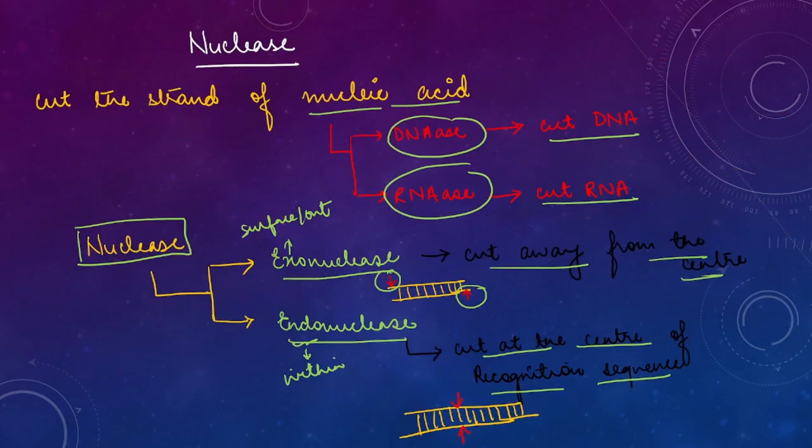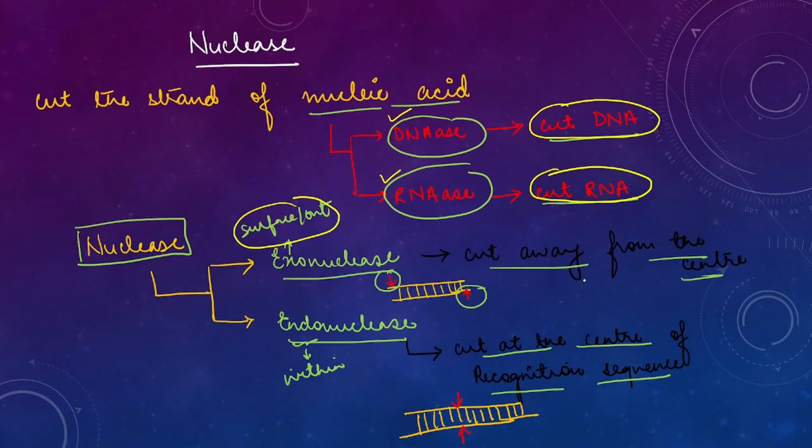Now, coming to nuclease. Nuclease is an enzyme that cuts the strand of nucleic acid. Nuclease is of two types, DNase and RNase. DNase cuts DNA and RNase cuts RNA. Now, on the basis of actions, nuclease is of two types, exonuclease and endonuclease. Exo comes from the word surface or out. That means it cuts away from the center, that is, it cuts at the terminal part.